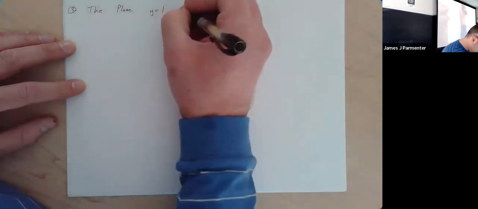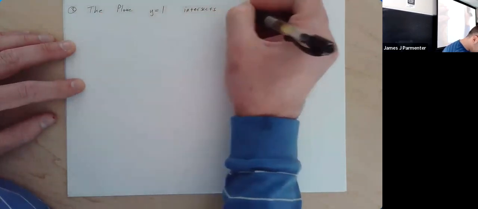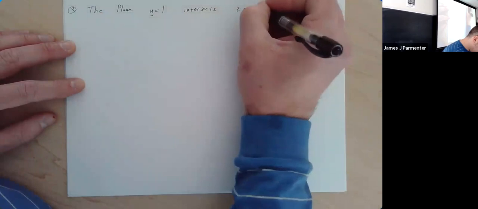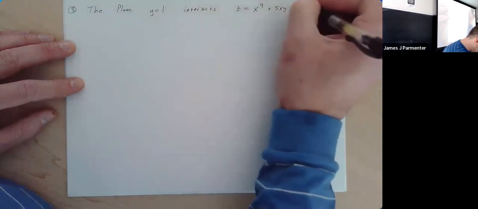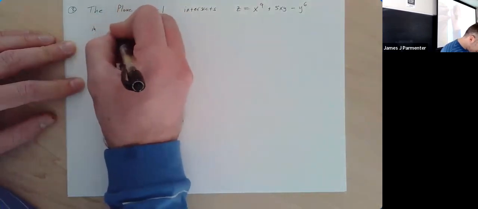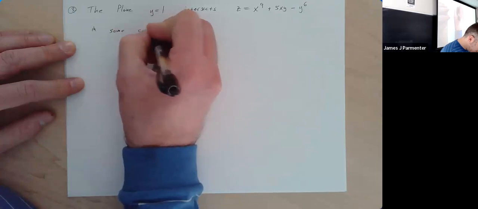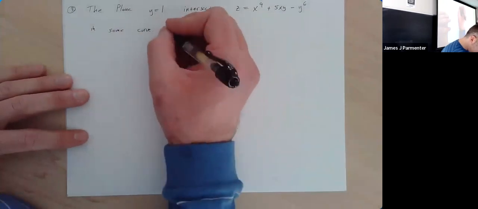The plane y equals 1 intersects z equal to x to the 9th plus 5xy minus y to the 6th in some curve. All this first sentence is saying is you get a curve when you intersect this plane with this surface, which is typical when you intersect a plane with a surface. You get some curve in 2 dimensions.